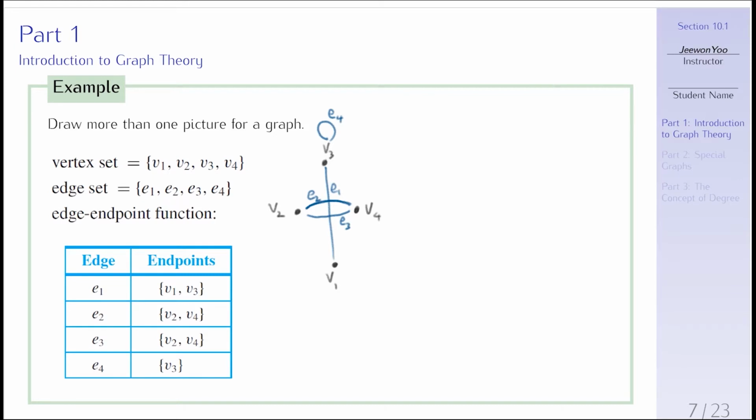And another choice is that you can rearrange the vertices like so. And then follow the edge endpoint function. E1 connects V1 and V3. And then we have parallel edges between V2 and V4. And finally, we have a loop at V3. Congratulations, these are the two pictures for graph G over here.